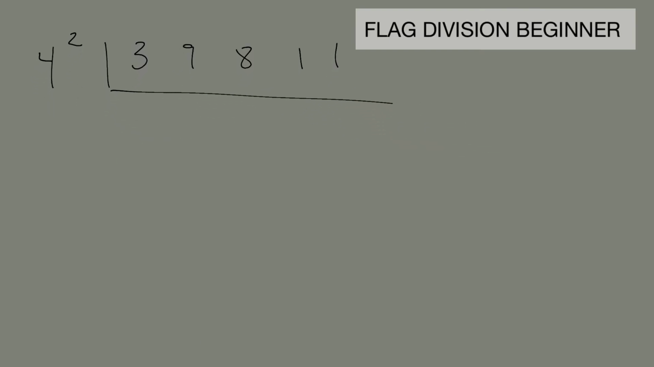Okay, so here's what we're going to do. We're going to take 3 divided by 4. You can't really do 3 divided by 4. So we're going to do 39 divided by 4. The closest we could get, I think, is 36, which is 9 times 4. So we're going to say that that's 9 with 3 left over. 9 remainder 3.